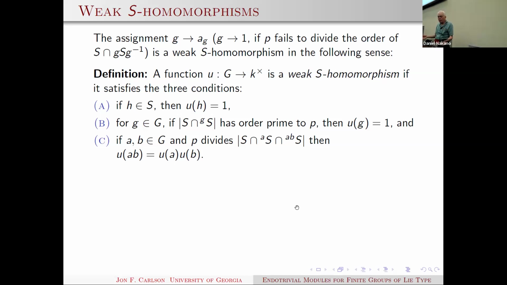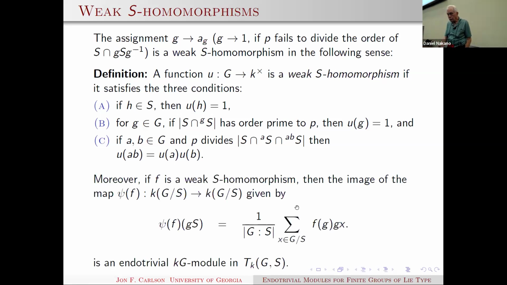So if you can define this composition, then it has to have the property of being a homomorphism. And then he proved something else. He proved that if you have a weak S homomorphism, then its image, given by this map psi at the bottom here, is in fact an endotrivial module. It's a Sylow-trivial endotrivial module.